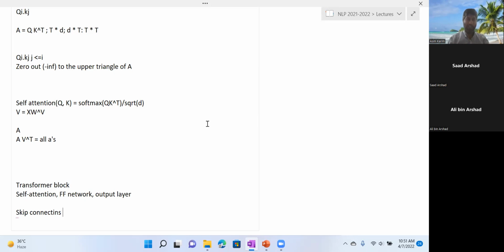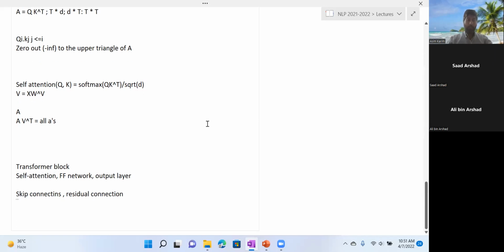Residual connection, you are right. Residual connection, so that's the name for it. Okay, so residual connection, so that's the proper name, although skip connection can be the same thing, but the better name is residual connection. Okay, so this is one transformer block.